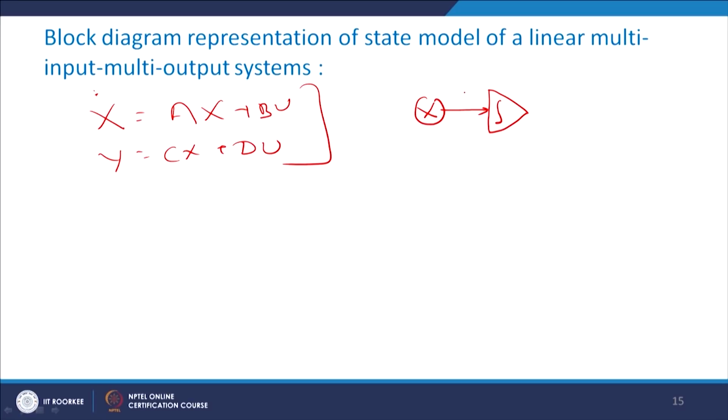Now, here x dot, and if you integrate it becomes x. Now, x dot equals Ax, this x dot equals Ax plus B into u, this is B. X dot equals Ax plus Bu, and what is y?